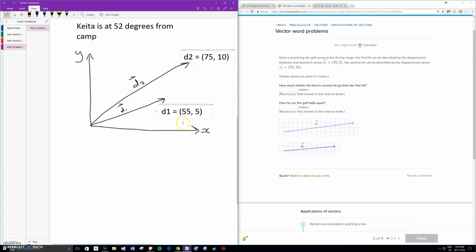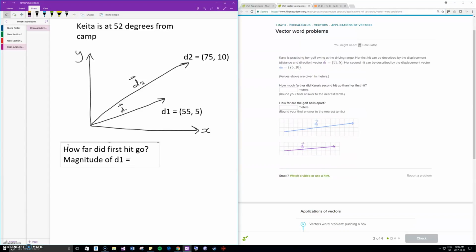Lowercase d there. Alright. So, how much further did Kana's second hit go than her first? We're talking about distance here. So what we want to do is figure out the length of that second hit compared to the length of the first hit. So, how far did the first hit go? To work that out, that's the magnitude of d1.